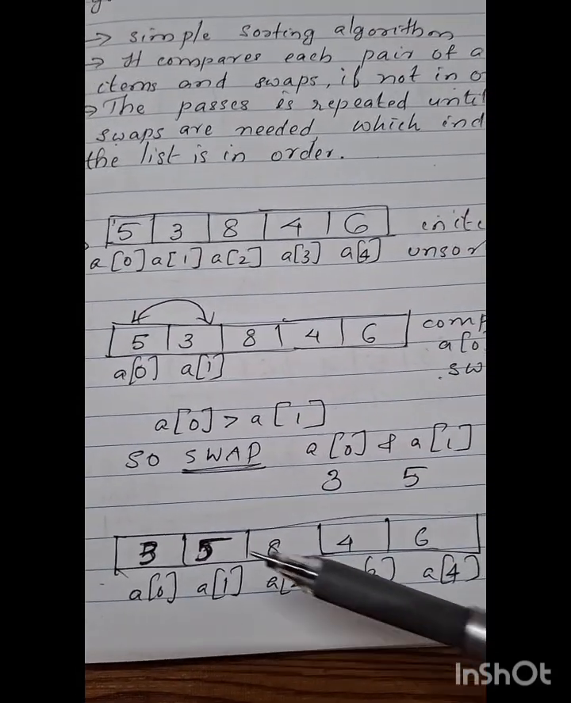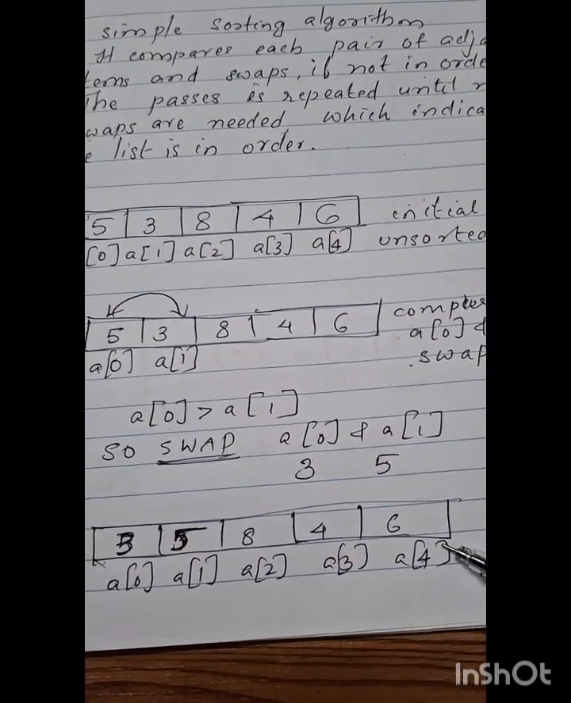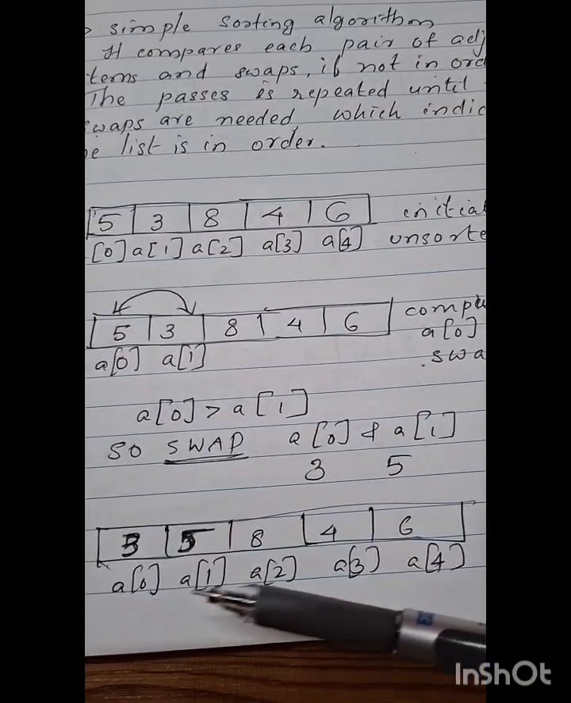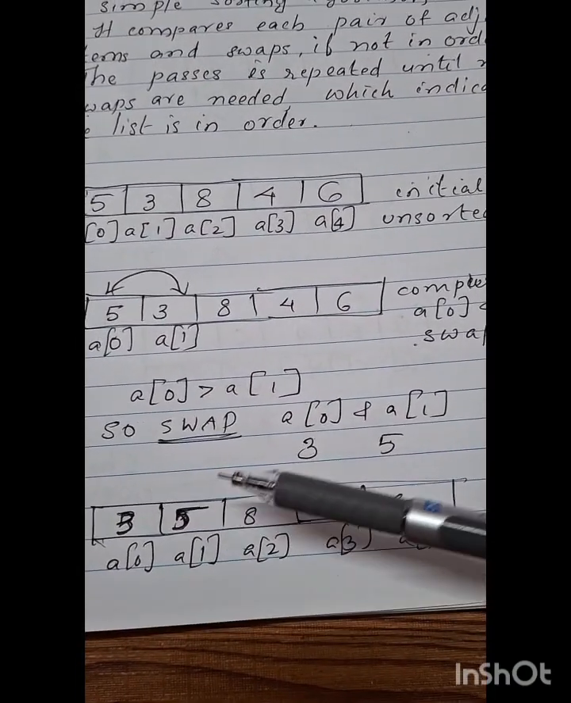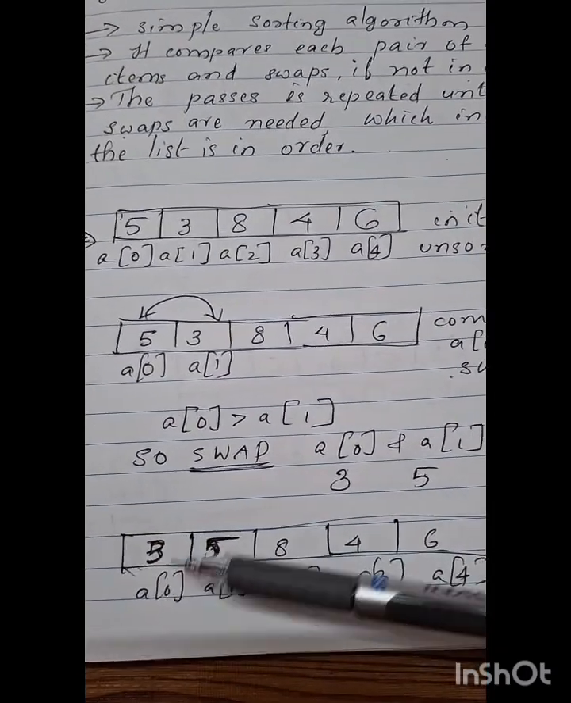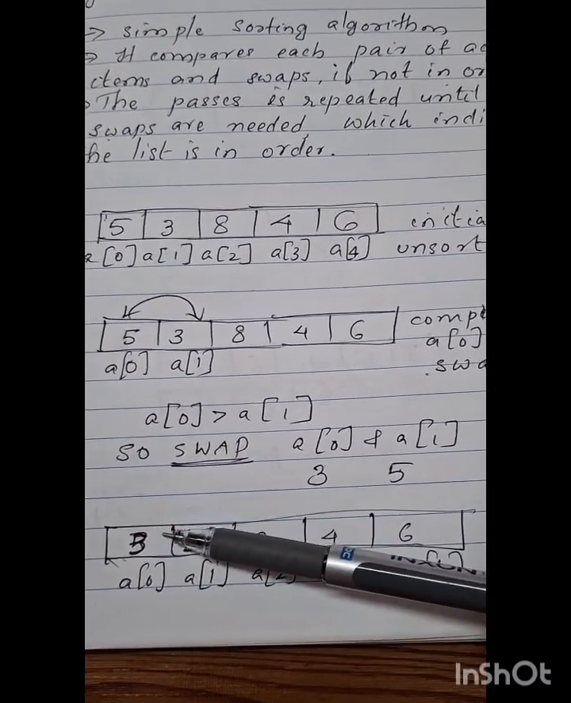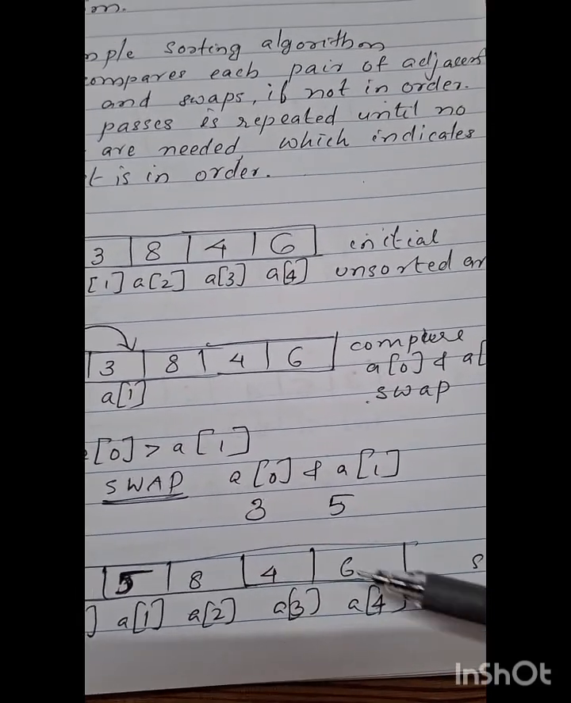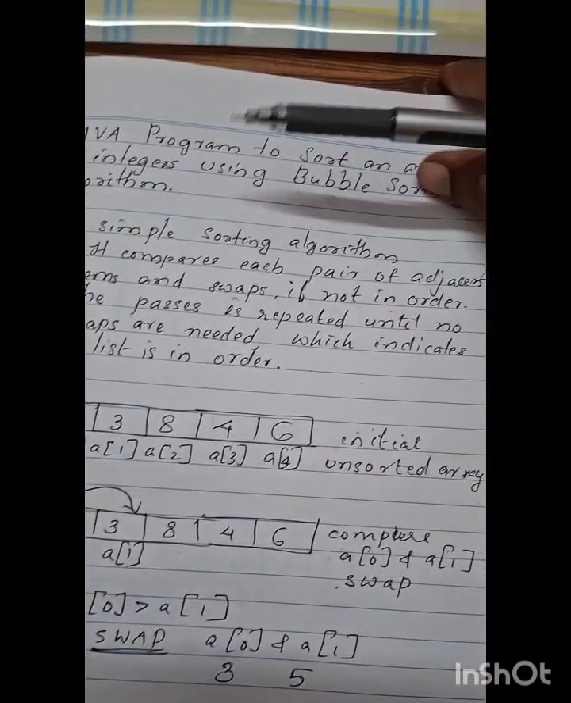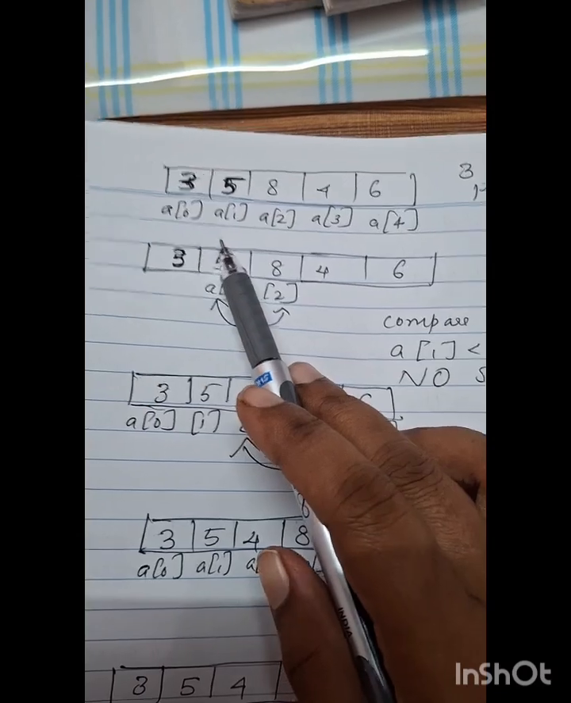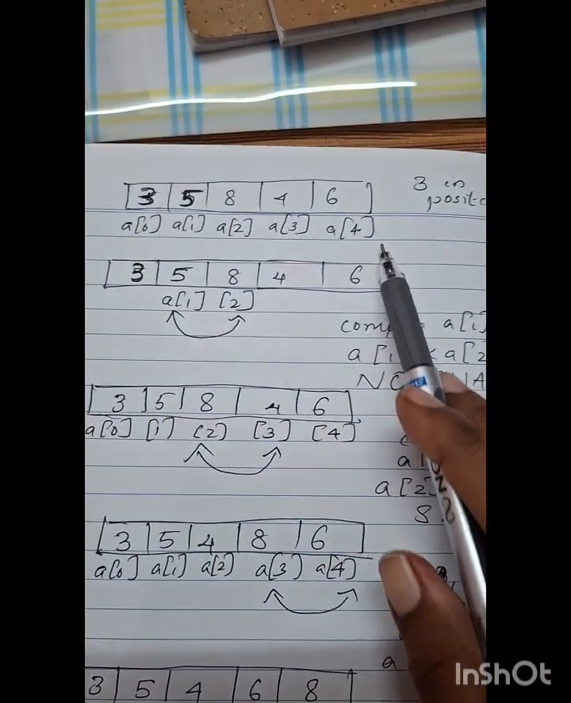So step 2 will continue with this new array only. Forget about the first array. Now the array is filled with elements 3, 5, 8, 4, 6 in this order. The A0th element is 3, A1 is 5, A2 is 8, A3 is 4 and A4 is 6. Then step 2. Again the step continues like this. This is the second step array.